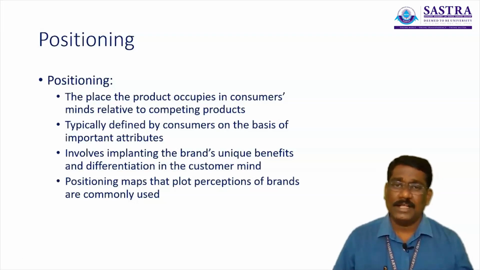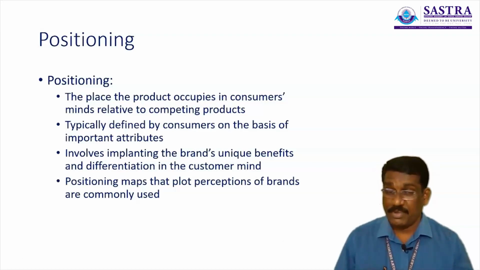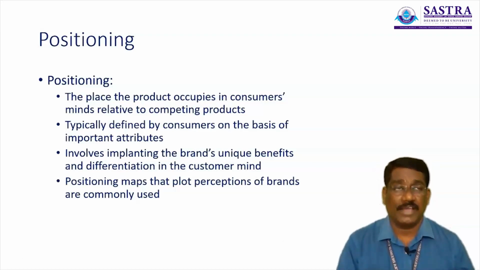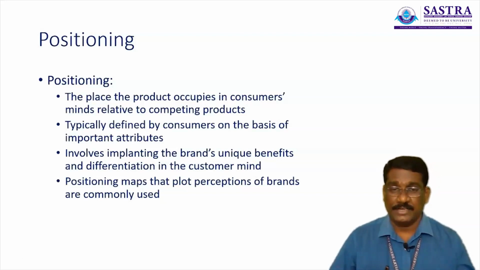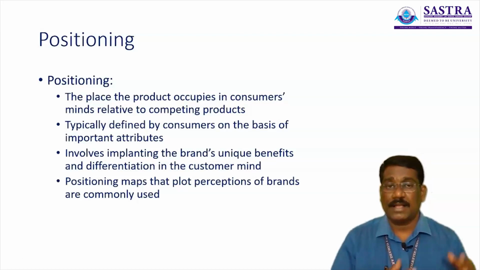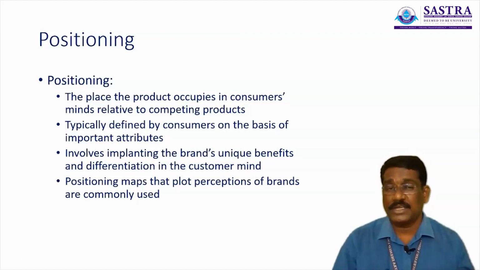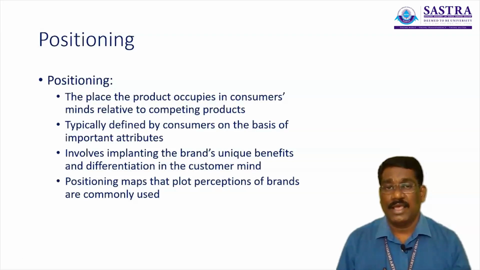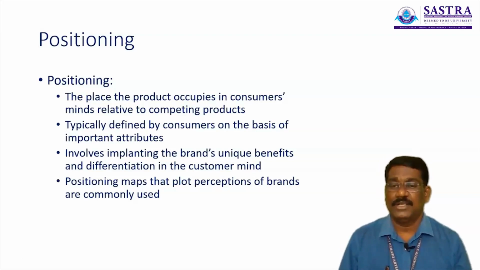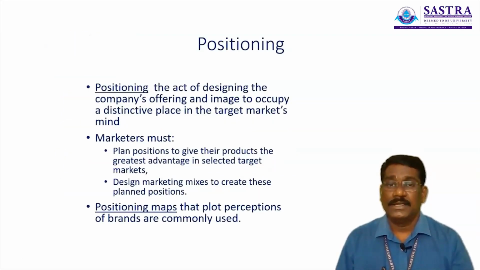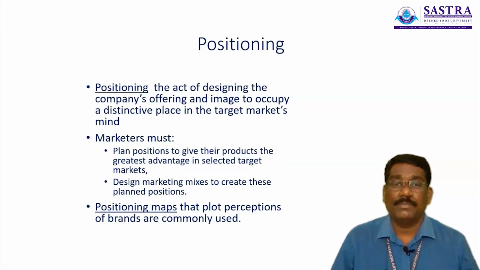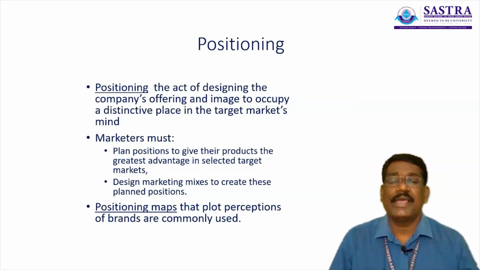Through this, the company does a lot of exercises and uses a positioning perceptual map, which we call a positioning map, where they compare two variables and plot which position the company occupies, and try to serve those particular customers in the way expected and perceived by the customers. Positioning maps that plot perception of brands are commonly used, and positioning is the act of designing the company's offering and image to occupy a distinctive place in the target market's mind. So that's the definition of positioning.